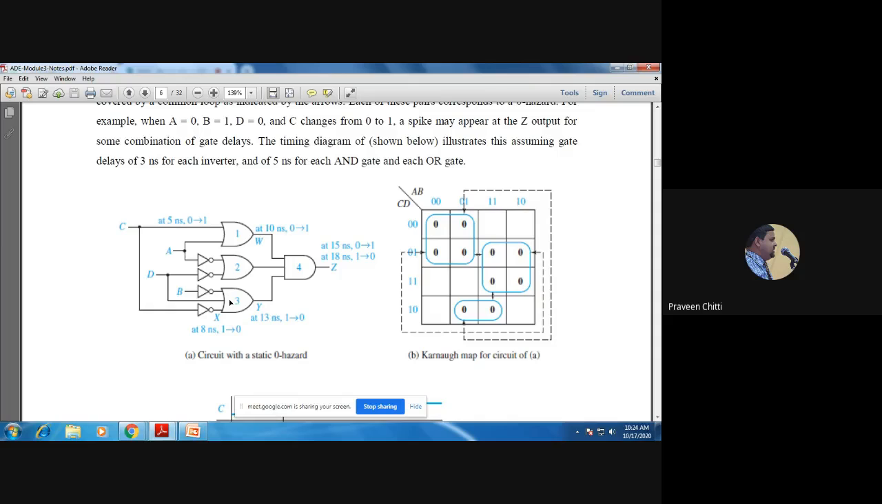Are you getting it? From this K map we can say that there exists a static zero hazard. Now how do we eliminate that? By adding hazard covers. Now how do we add the hazard covers? What are hazard covers I should add here now?